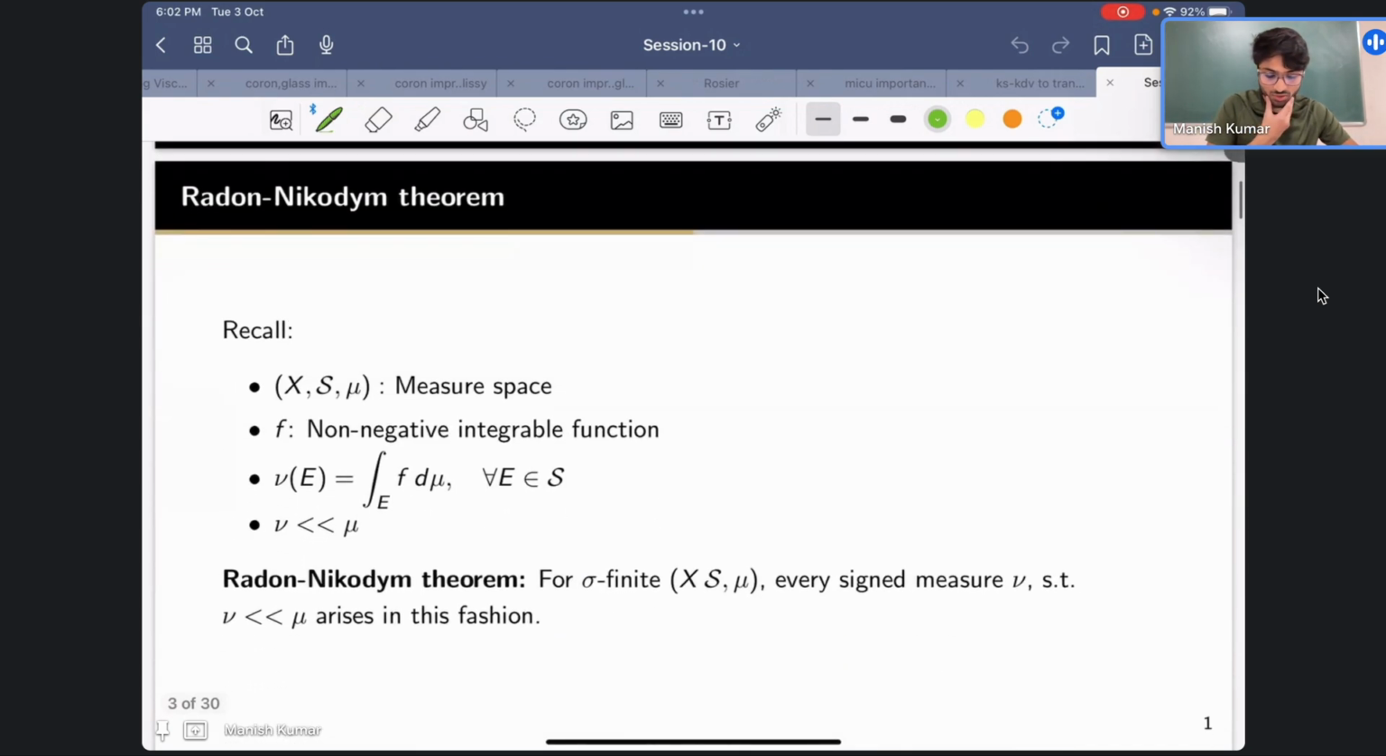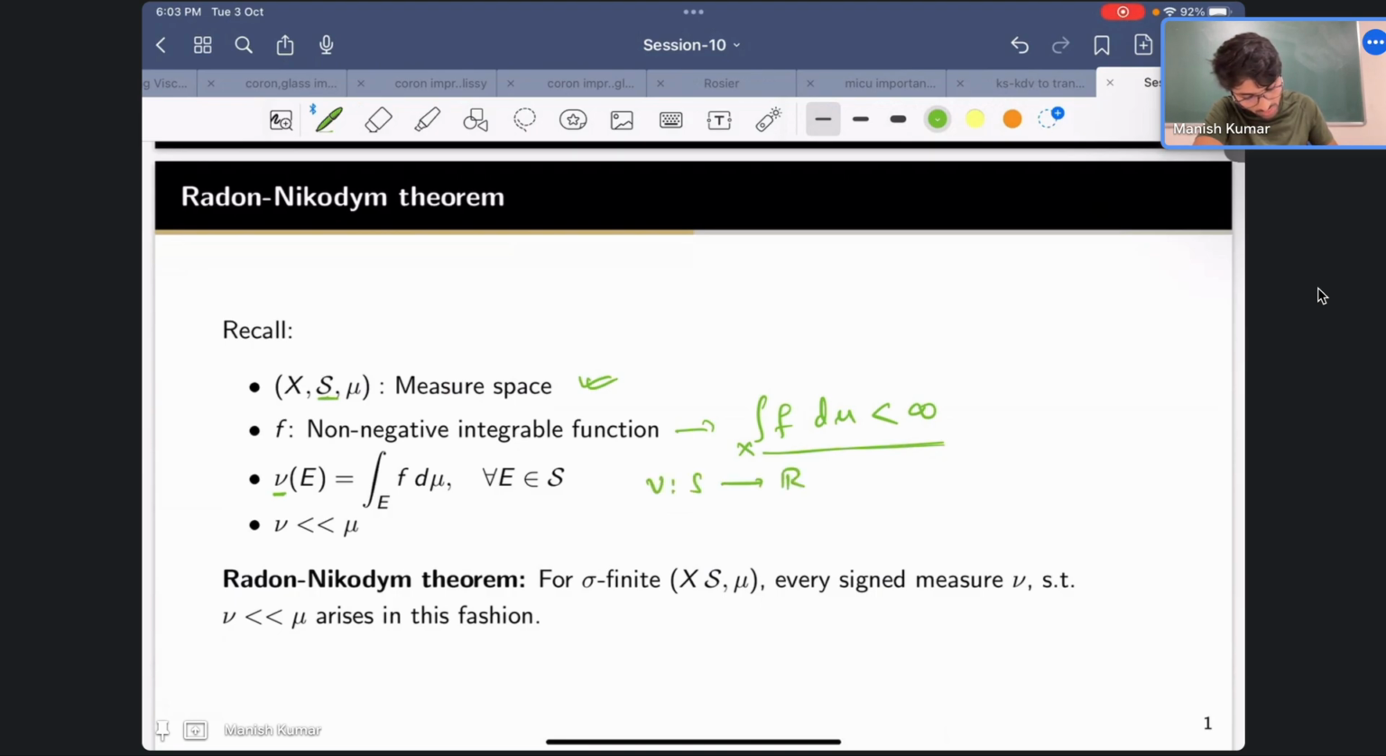So far what you have seen is that, given a measure space (X, S, mu), if you have some non-negative integrable function f, what does this mean? This simply means that the integral of |f| d mu is finite. Since it is non-negative, we'll say that the integral of f d mu is finite. If it is given that you have an integrable function over X, then if you define a new function nu on the set S, given by this quantity, then you have already proven that this is a measure.